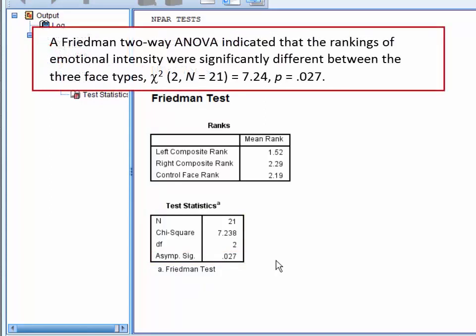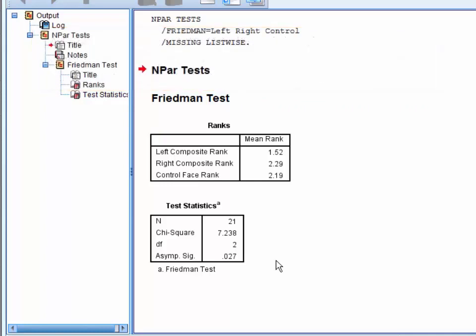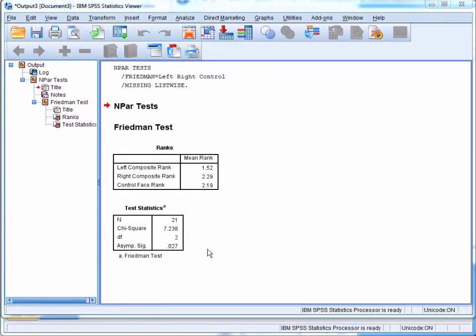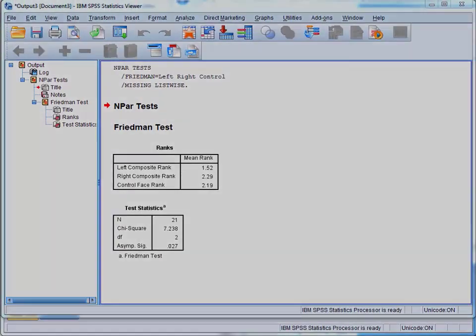A Friedman two-way ANOVA indicated that the rankings of emotional intensity were significantly different between the 3 face types. You would then report your chi-square value, degrees of freedom, and p-value. You should also report the mean rank for each condition from the ranks table above. Finally, you should also report an effect size. Information about how to do this is provided in StatHand.